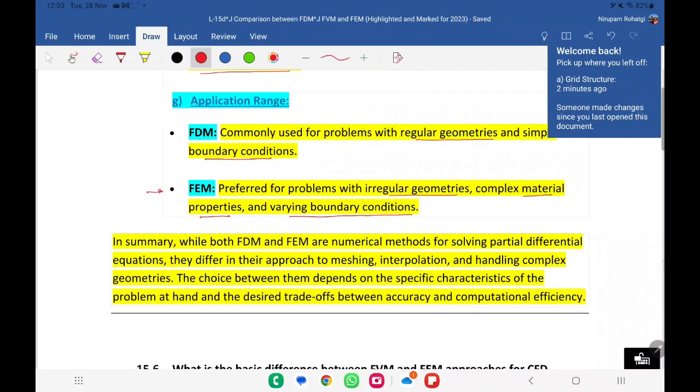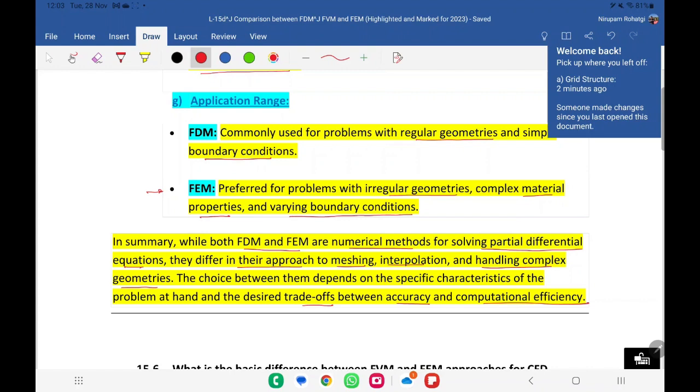In summary, both FD and FEM are numerical methods for solving partial differential equations. They differ in their approach to meshing, interpolation, and handling of complex geometries. The choice between them depends on the specific characteristics of the problem at hand and desired trade-offs between accuracy and computational efficiency. So you are always thinking in terms of what is your accuracy of the solution and how much time it will take on the computer.